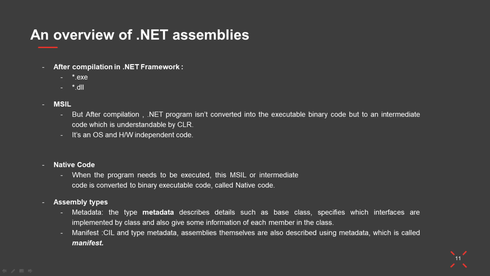CIL and type metadata assemblies are themselves also described using metadata, which is called the manifest. The manifest contains information about the current version of the assembly and a list of all externally referenced assemblies that are required for proper execution. So in the following video, I am going to use a tool to examine an assembly's types, metadata, and manifest.